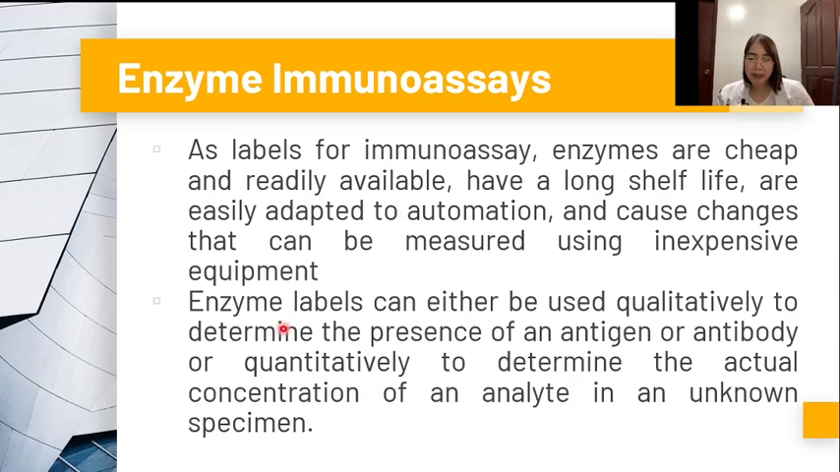Okay. Enzyme labels can either be used qualitatively, meaning to detect lang presence or absence, or determine the presence of an antigen or antibody, or quantitatively to determine the actual concentration of an analyte in an unknown specimen. So it depends upon the type of activity. So class, these are enzyme-linked immunosorbent assay, or what we call as ELISA. And these is designed, of course, to detect antigens or antibodies, no? And the reaction that is being produced is an enzyme-triggered color change.